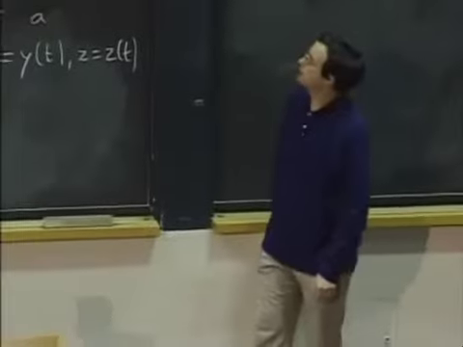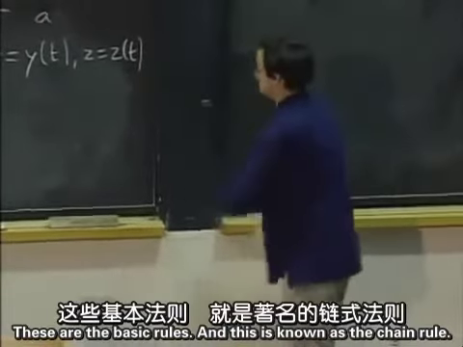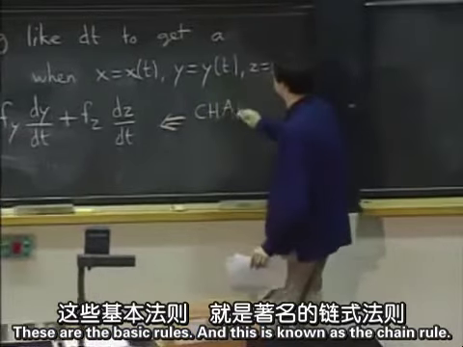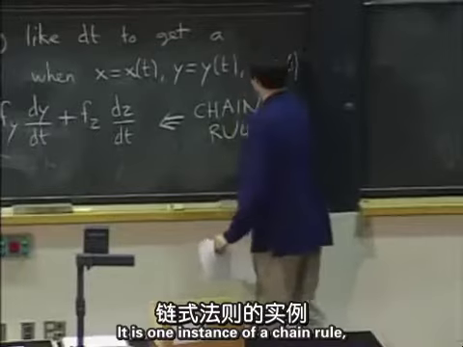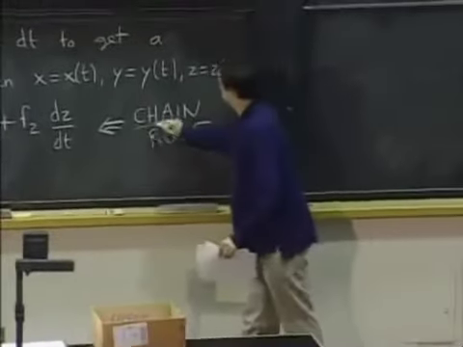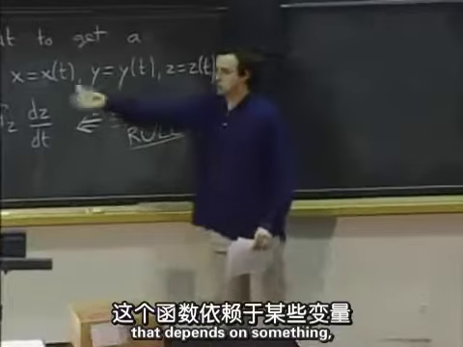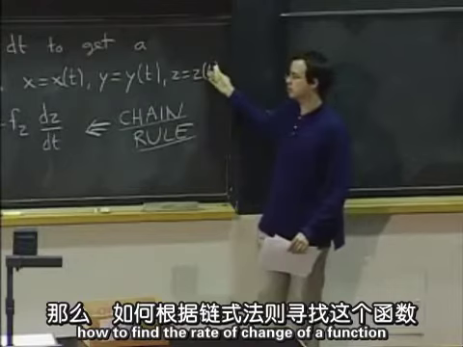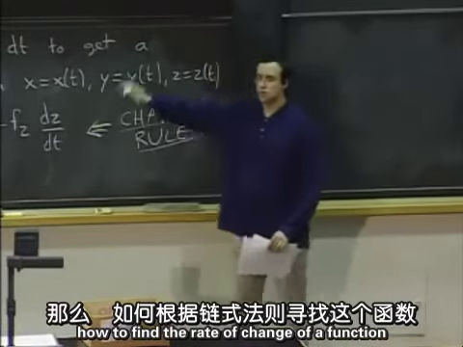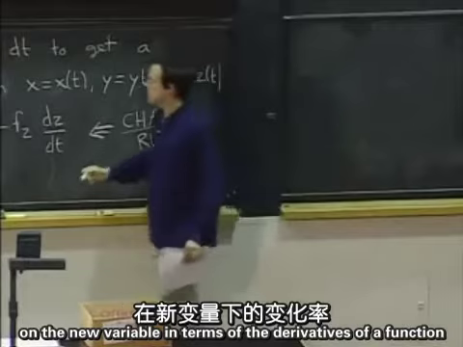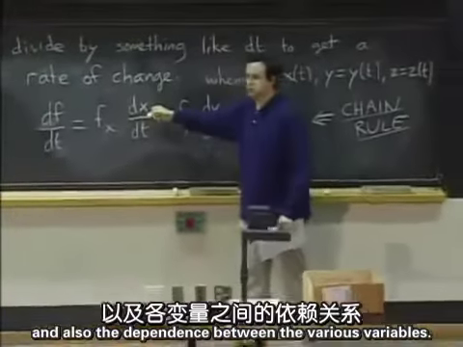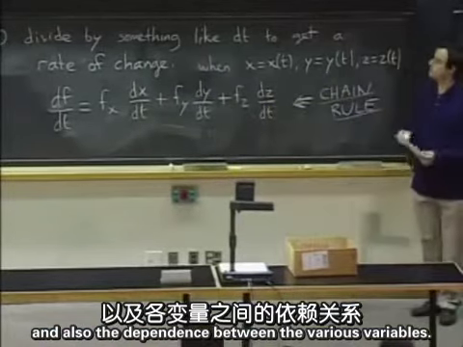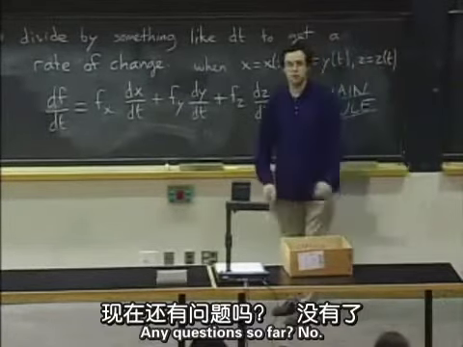Okay? So these are the basic rules. And this is known as the chain rule. It's one instance of the chain rule, which tells you when you have a function that depends on something, and that something in turn depends on something else, how to find the rate of change of a function on the new variable in terms of the derivatives of the function and also the dependence between the various variables. Okay, any questions so far?